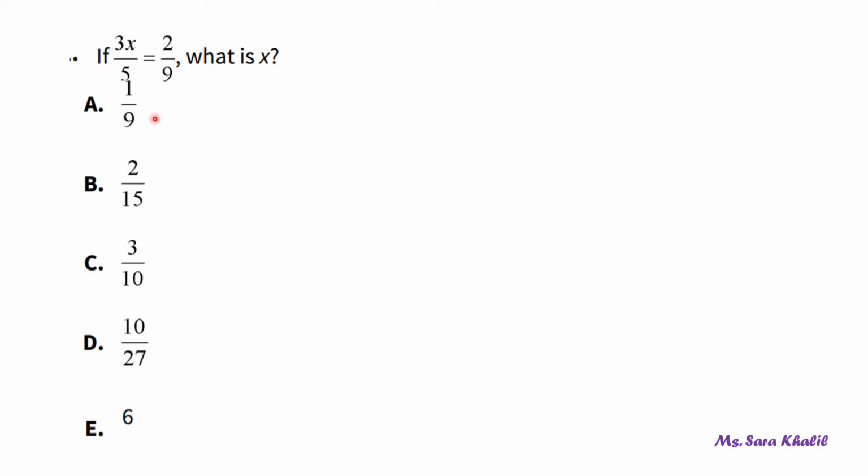Now, it's really smart to observe the answers quickly and exclude some of them. Like, I don't think 3 times 6 over 5 would end up in 2 over 9 because that's 18 over 5. And I don't think 1 over 9 either. So I might substitute C, B and D quickly with my calculator to try to find the answer. And here you go. The answer is D, because 3 times 10 over 27 divided by 5 will end up in 2 over 9.